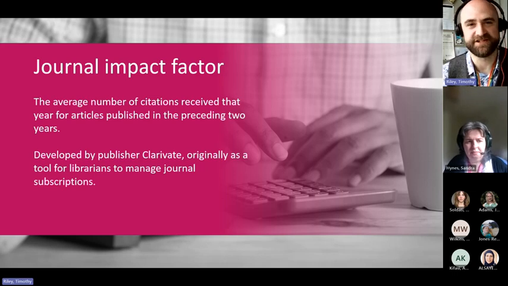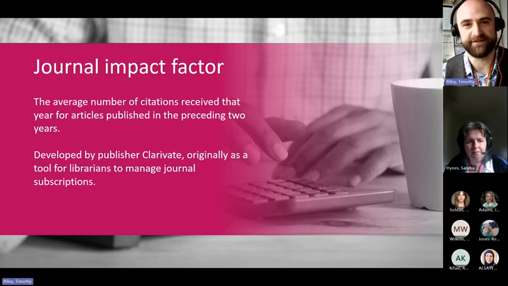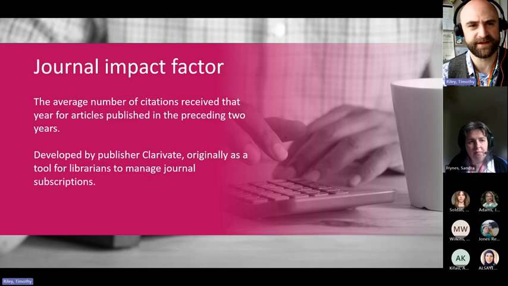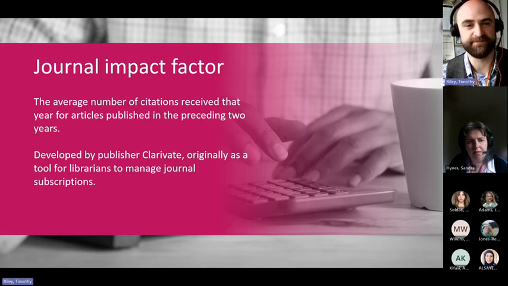So obviously that can change year on year, and as the journal evolves and publishes different things, or maybe gets more subscribers or fewer subscribers, you can see how the impact factor might change as we go through time. It's worth knowing as well that this measure was initially developed by a publisher, Clarivate, and it was originally designed as a tool for librarians to manage journal subscriptions. So it wasn't originally intended as a way for researchers to decide the quality of a journal. It really was initially a way for librarians to decide whether something was worth subscribing to. It's just been taken, and it's got a life beyond what it was originally designed for.